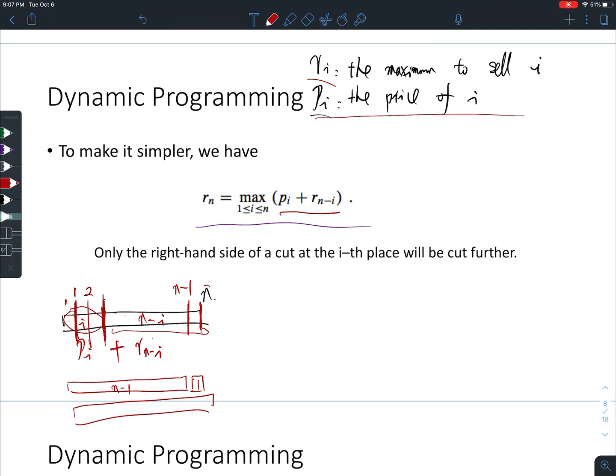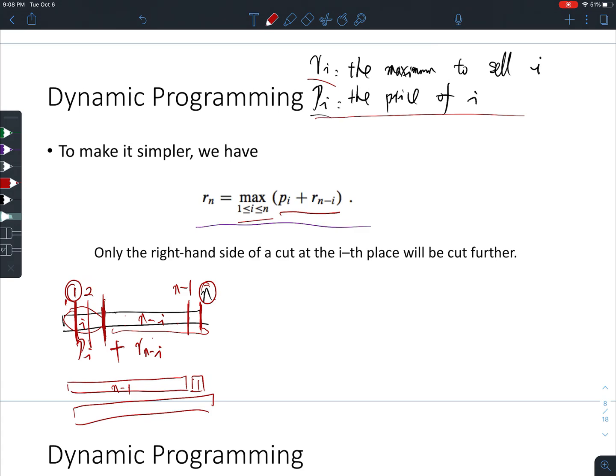So we can make the first cut as early as the first place, but as late as the nth place. Because we want to make the maximum revenue, what we need to do is enumerate all the possible places of the first cut, and then see which place of the first cut gives us the highest revenue, and then we go for that.